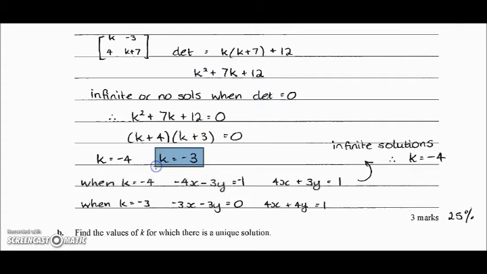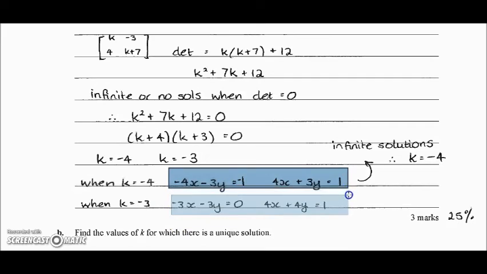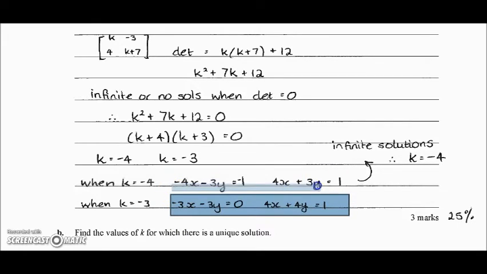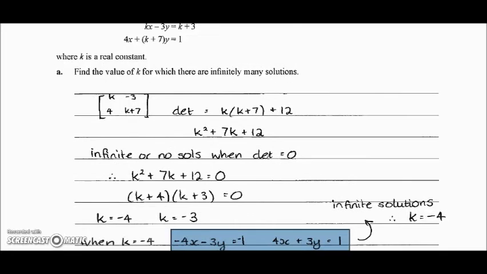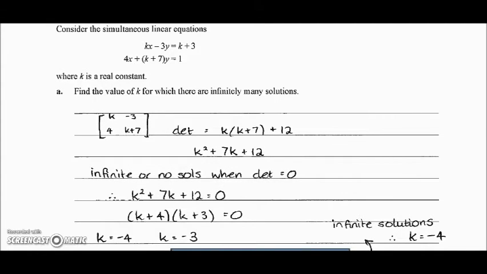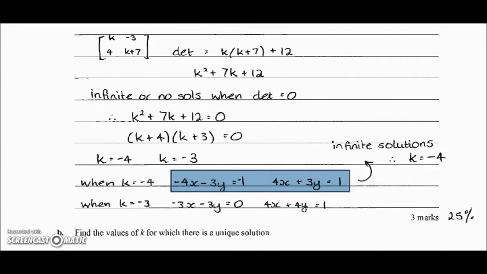Now for one of these, there's 0 solutions, and for one there's infinite solutions, but I don't know which is which. So I have to sub in -4 and -3 into both equations, and this is what I get when I sub in -4, and this is what I get when I sub in -3. Now this is the one of interest to us, because what you should be able to see is that -4 minus -3 equals -1, and 4x plus 3y equals 1. They're actually the same equation. If you just multiply this one by -1, you get this one. So if k equals -4, the two equations are identical, and therefore there's an infinite amount of solutions. So the answer is k is equal to -4.